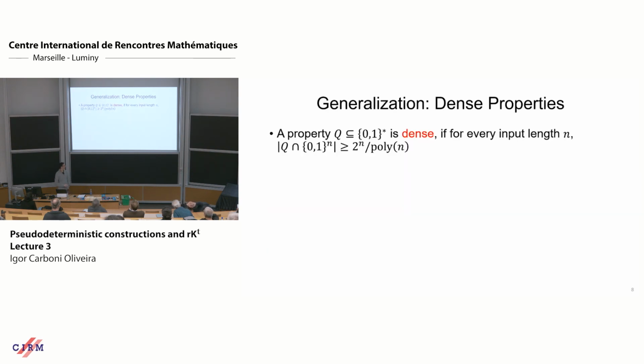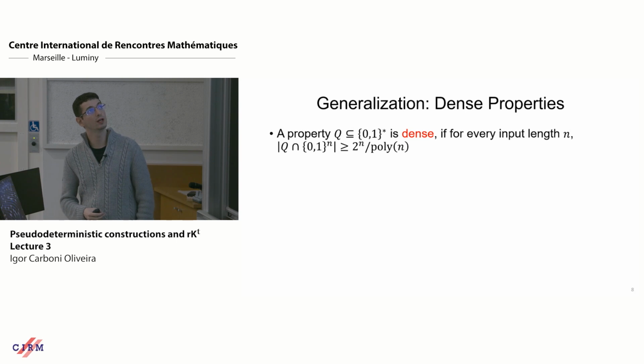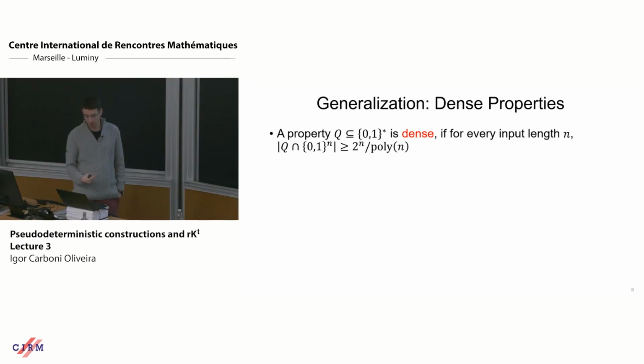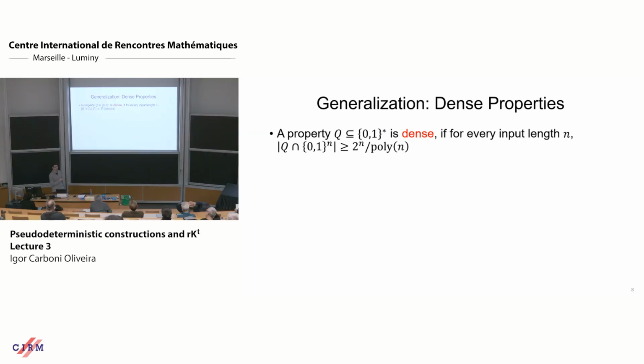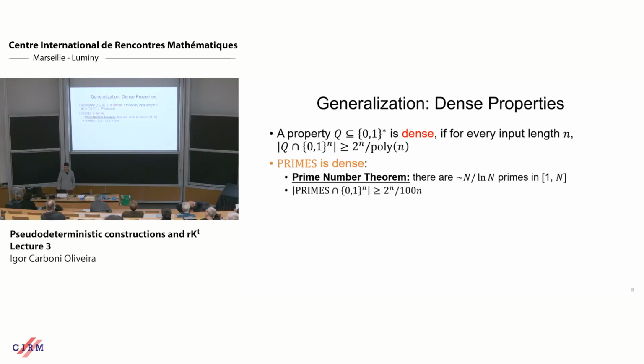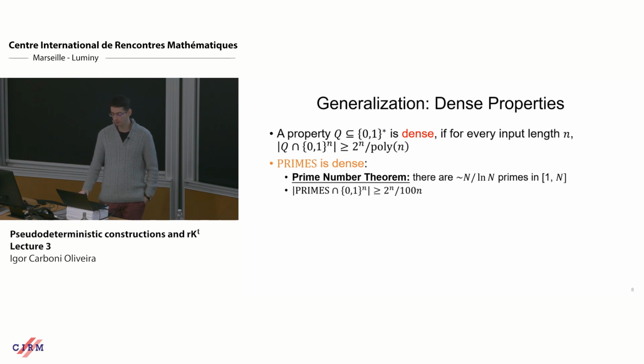Okay, so let's now look at a slightly more general class of problems, and then I'll be able to tell you about a different approach to construct primes. So let's say that a property Q of strings is dense if on every input length n, we have at least 2^n / poly(n) strings satisfying Q. Okay, so that's going to be a dense property for us. And we know by the prime number theorem that the set of primes is dense.